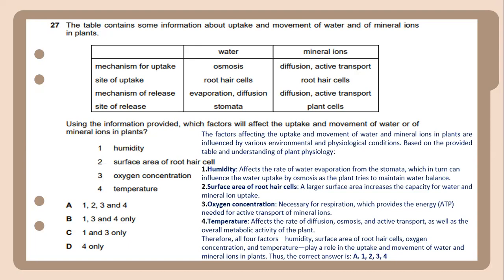Therefore, all four factors, humidity, surface area of root hair cells, oxygen concentration, and temperature, play a vital role in the uptake and movement of water and mineral ions in plants. Thus, the correct answer will be 1, 2, 3, and 4, which is A.